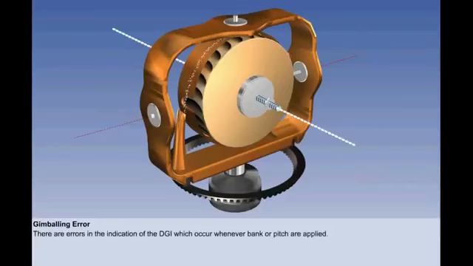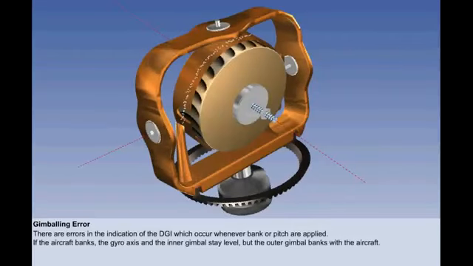There are errors in the indication of the DGI, which occur whenever bank or pitch are applied. Here is the gyro and its outer gimbal in level flight. The inner gimbal has been removed for clarity, but it is always in line with the gyro axis. The aircraft is flying towards the bottom left of the screen, as you see it here. If the aircraft now banks to its right, the gyro axis and the inner gimbal stay level, but the outer gimbal banks with the aircraft.